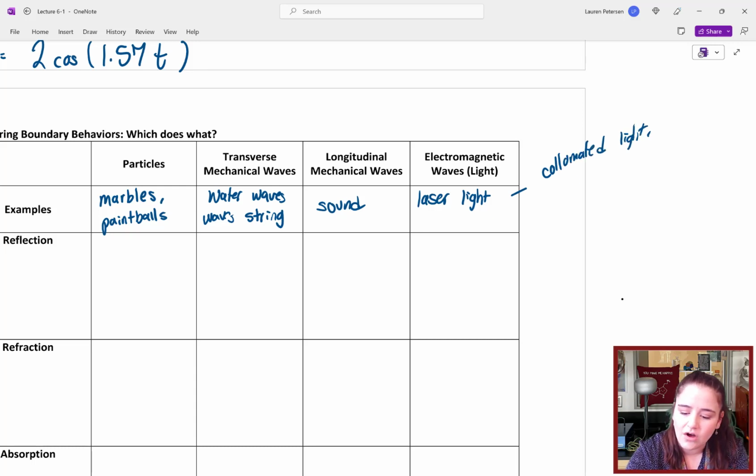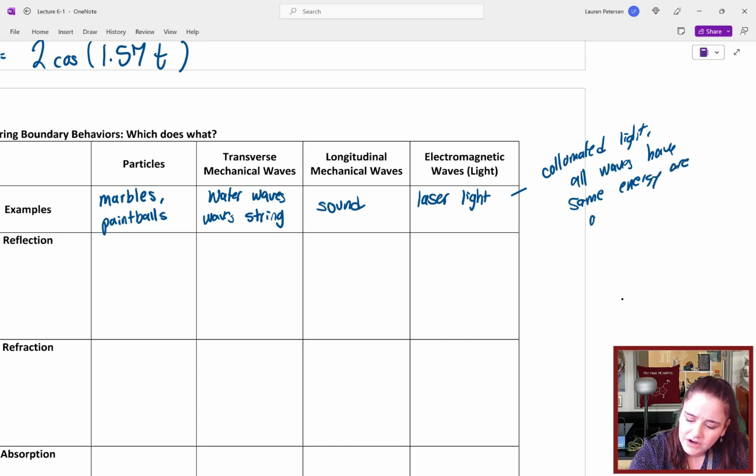That means all waves, we already said electromagnetic waves. Okay, and it is a wave, but maybe it has some particle nature. Is it transverse or longitudinal? We'll see. All waves have the same energy and are going in the same direction.